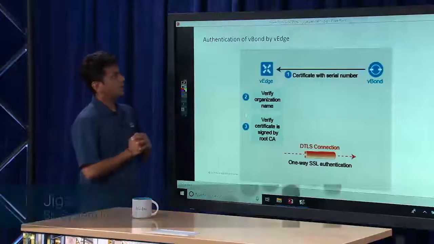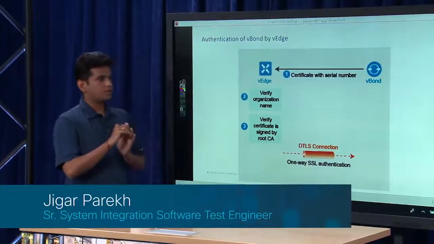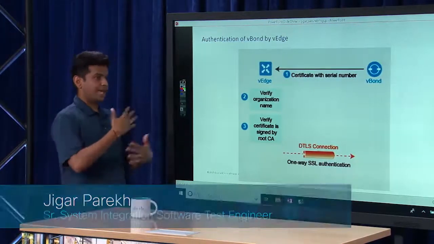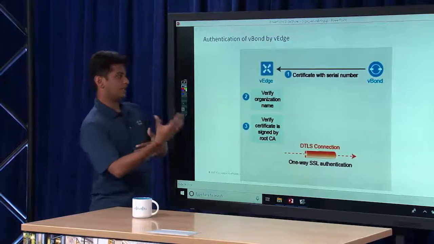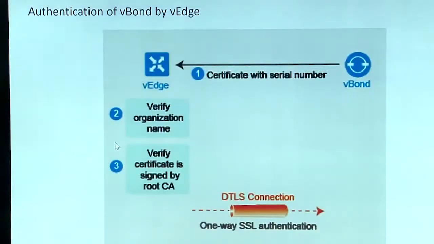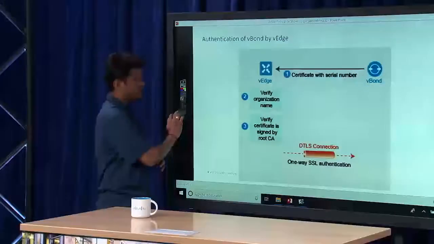So now moving on to the authentication between the edge and the orchestration, or the edge and the controllers. Authentication of the vBond by the vEdge. Again, more or less some of the steps would be similar to what we've gone through. There would be subtle differences.